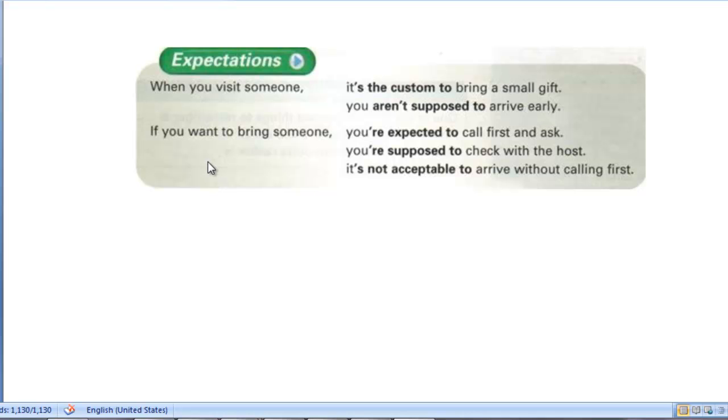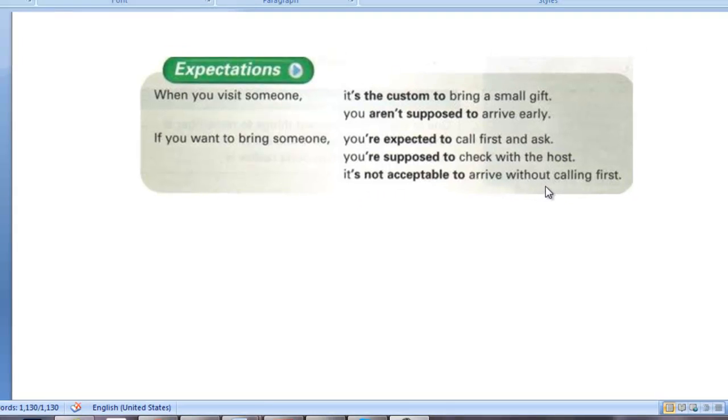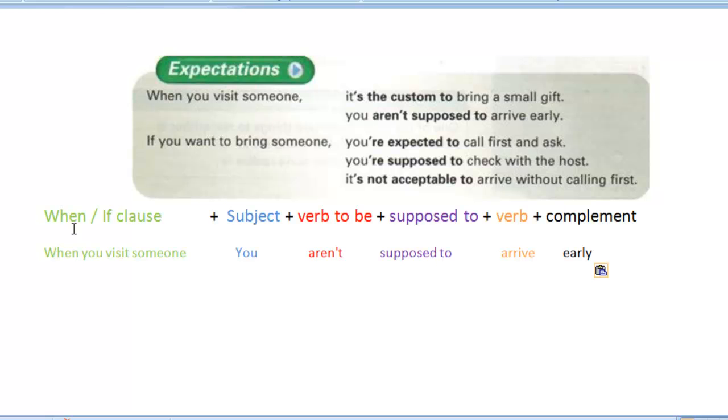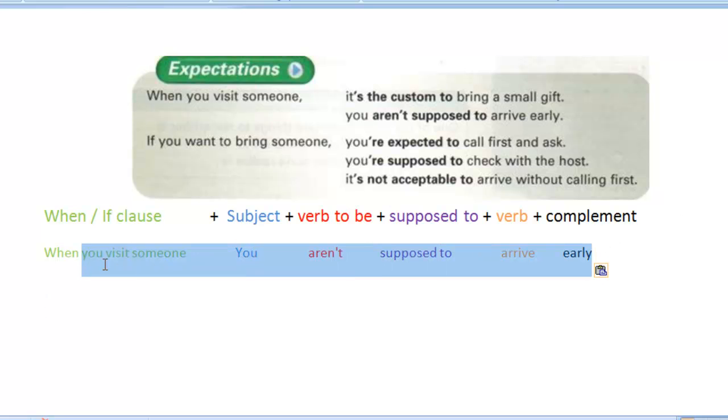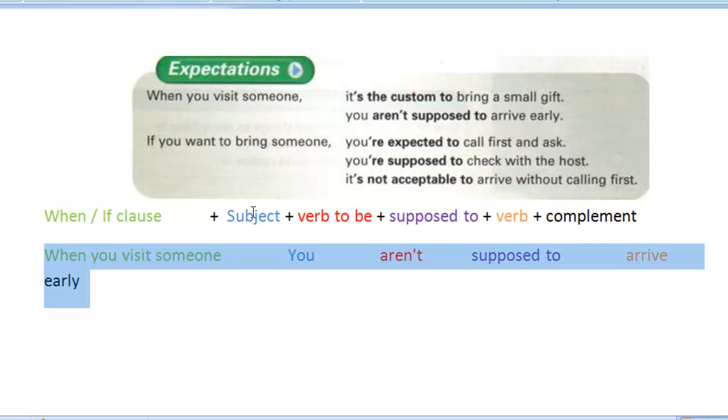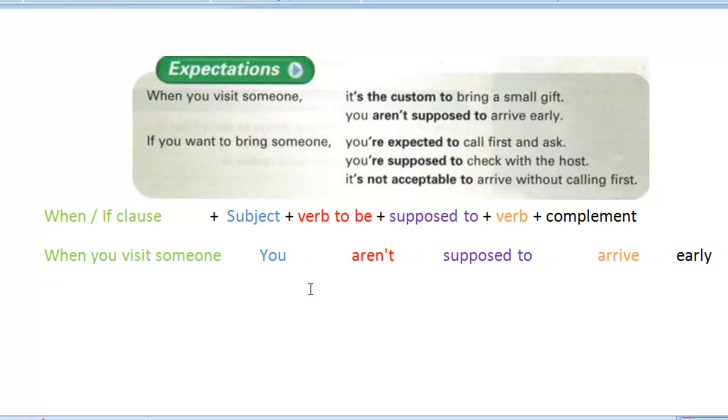If you want to bring someone, you're expected to call first and ask. You're supposed to check with the host. It's not acceptable to arrive without calling first. So let's try to understand this particular idea here. What I'm going to do is write the structure, and I'm also going to borrow one of these examples that you see there. Let me just make this a little bigger. One second here. All right. So what I want to do at this point is just point out the following.